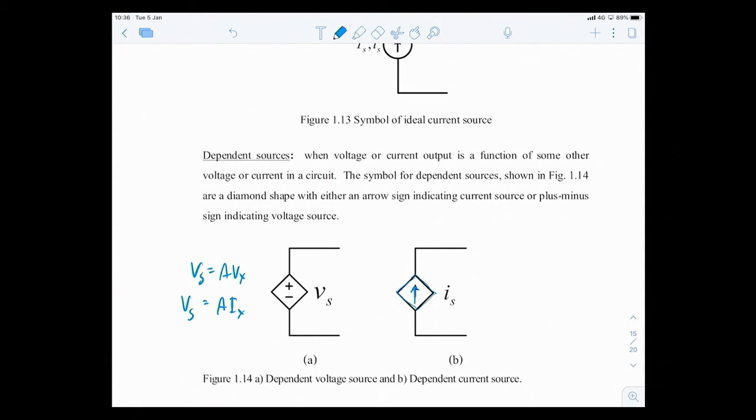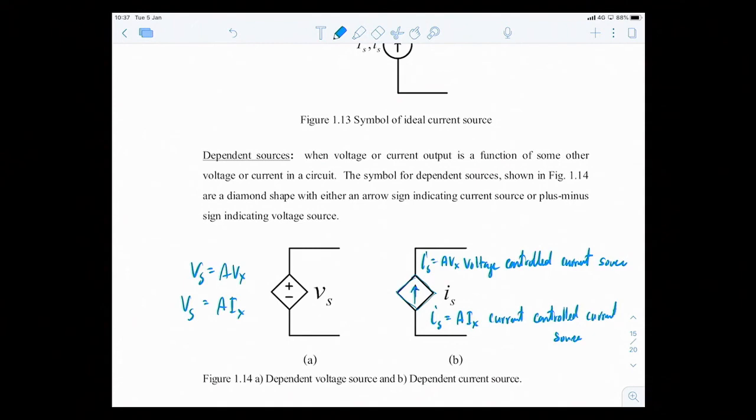Well, it can also be controlled. If it depends on another voltage in the circuit, it's called the voltage controlled current source. So Is would be equal to A Vx. Or it could be controlled by another current in the circuit, so it will be called the current controlled current source.